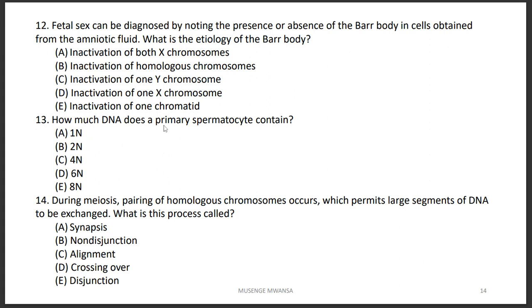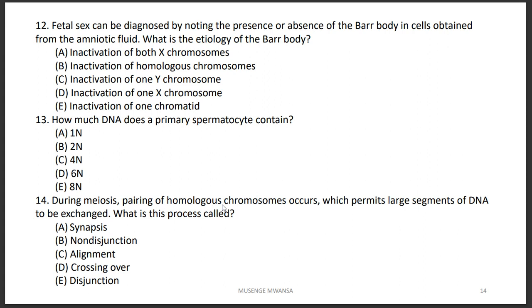How much DNA does a primary spermatocyte contain? How much DNA? Primary spermatocyte. So already mentioned, primary spermatocyte is 4N. Primordial germ cells and spermatogonia, it is 2N. Primary spermatocyte 4N, secondary spermatocyte 2N, and then mature spermatocyte or spermatid, that is 1N.